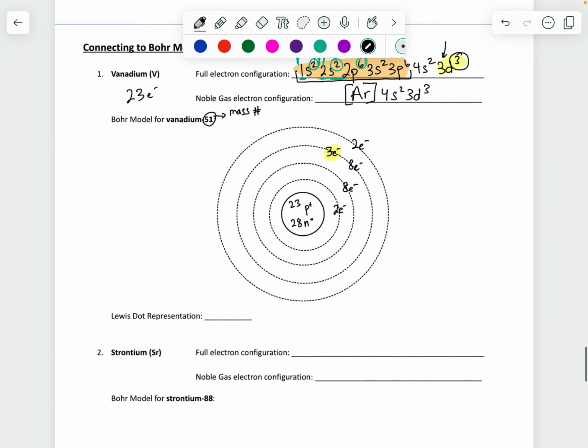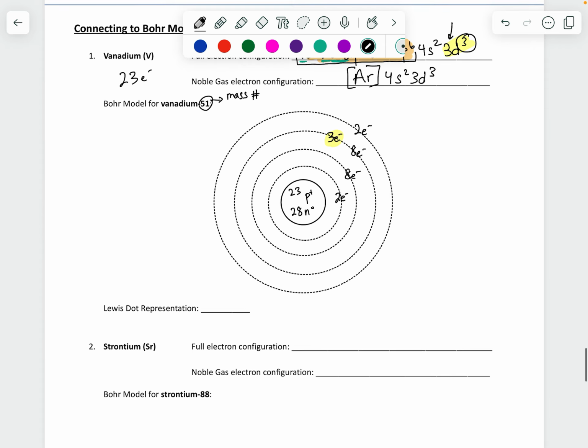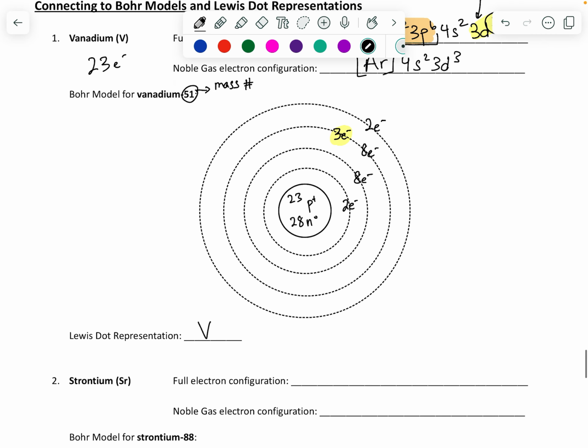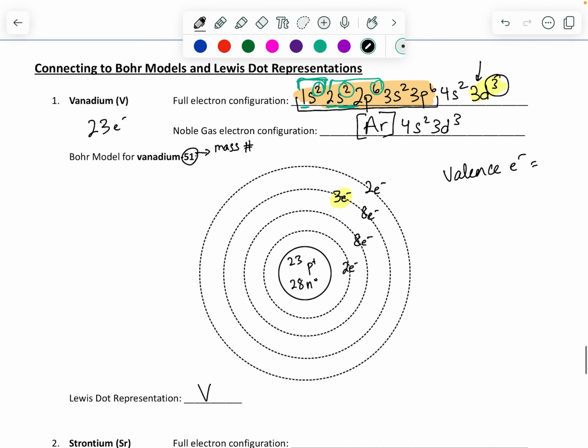And then, of course, we have our Lewis dot representation. Our Lewis dot is quite literally just the element symbol, which in this case is V, and the valence electrons. Well, how many valence electrons do we have? The valence electrons are the furthest away. The furthest shell occupied, the furthest road that we have from the mess hall, is the 4th. And there are only 2 electrons there. So when I'm talking about valence electrons, I'm talking about the ones that are furthest away. And in that case, it's just 2.